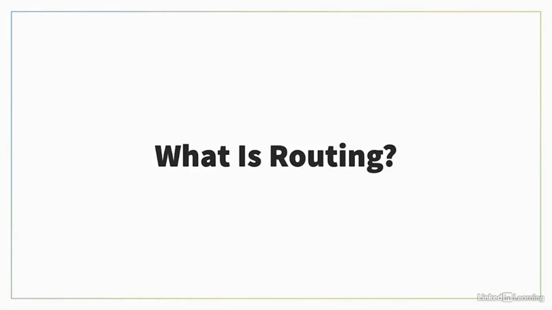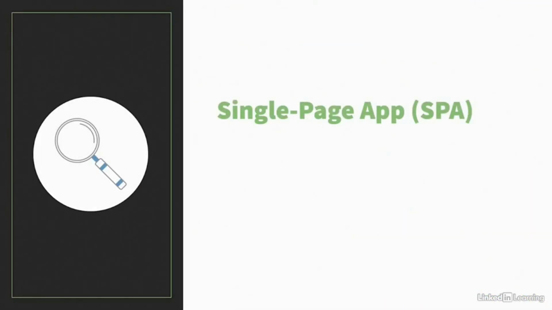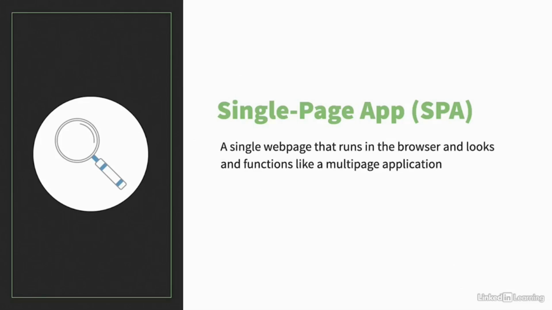So what is routing? To better grasp the fundamental concepts behind routing, let's first talk about single page applications, or SPAs. A single page application, as its name implies, is a single web page that runs in the browser and looks and functions like a multi-page application. It's built using various views that render like separate pages, but all interactions occur on one page. When users navigate the application, the browser renders content for each specific view based on the URL without loading an entire new page from the server.